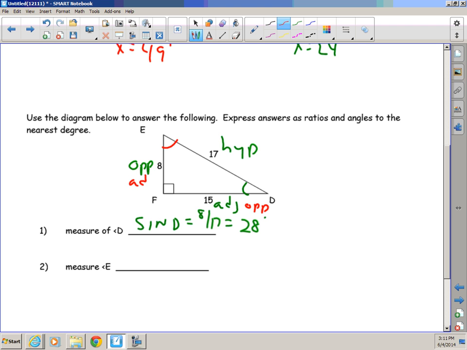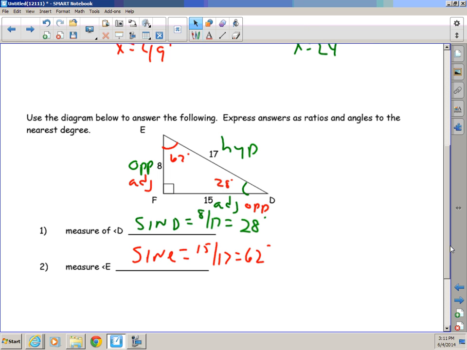Now, for angle E, this is opposite. This is adjacent. Still the hypotenuse. So the sine of E, now you should be expecting E to be 52 degrees because D is 28 and it has to add up. Not 52, but 62. My mistake there is I have to add up to 90. So it's a nice check for you that when you do 15 over 17, the sine of that is 62 degrees. So today's lesson was finding the missing angle. Much easier than finding the missing side because it does not require us to cross multiply.